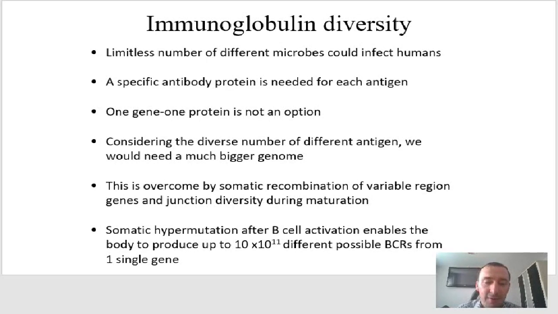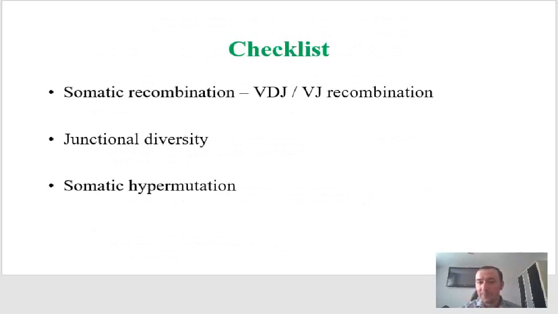And that process of somatic recombination, junctional diversity, and subsequent somatic hypermutation after activation enables us to achieve up to 10 to the 10 to 11 different possible B-cell receptor possibilities from that one single gene. Okay? So, by the end of this process, you need to appreciate why the heavy and light chains need to be recombined. They need to be recombined because we need to ensure that each B cell has their own version of the gene. And in achieving this, you need to appreciate the 3 points listed in this slide.